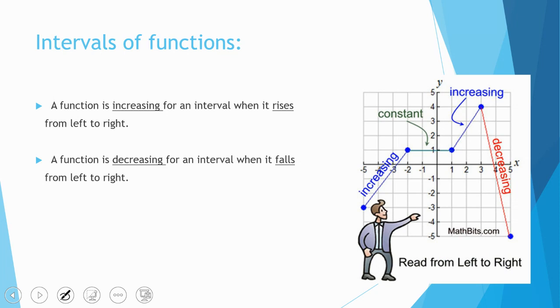Functions have intervals. And there's different types, okay? We can be increasing when something is rising from left to right. A function is decreasing for an interval when it falls from left to right. And you can see that there's also constant here. That's when it neither rises nor falls. It's staying constant from left to right.